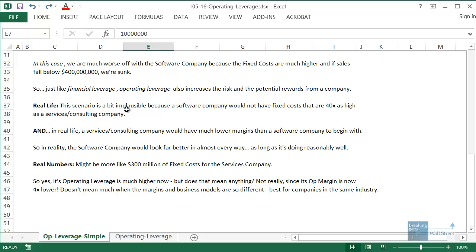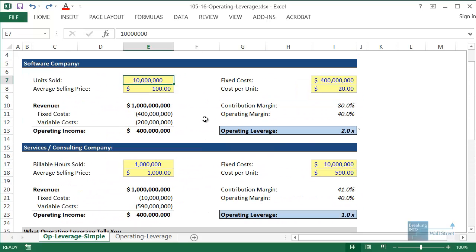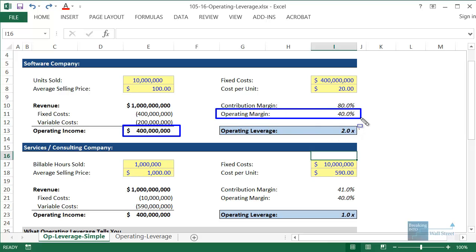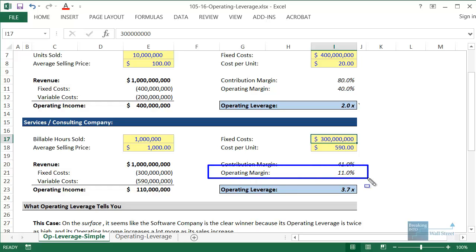Now, in real life, I have to also note that this scenario is somewhat implausible because a software company is not going to have fixed costs that are 40 times as high as a services or consulting company. So in reality, what should really happen here is that the software company should have a margin that is higher. Its operating margin should be higher, but the services company should have an operating margin that is lower, significantly lower in most cases. So fixed costs of something like 300 million might be more appropriate here. And so now their operating margin is much lower.